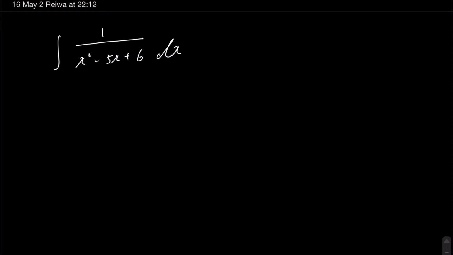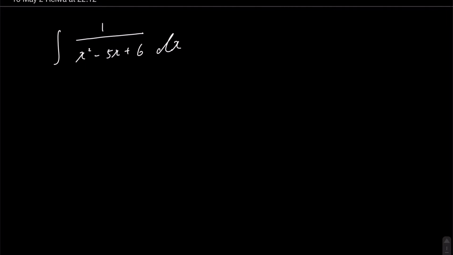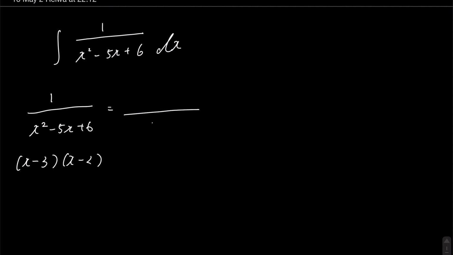So let's see. We can express this integral as a sum of some rational expressions. So let's start with that. As you can see, we can factor this denominator as x minus 3, x minus 2. So let's write it as a rational expression. So x minus 3, x minus 2.